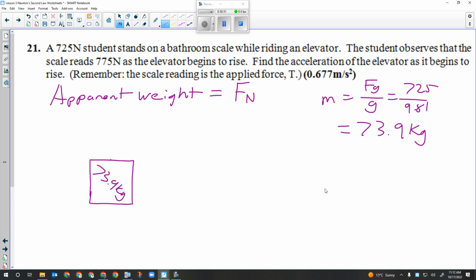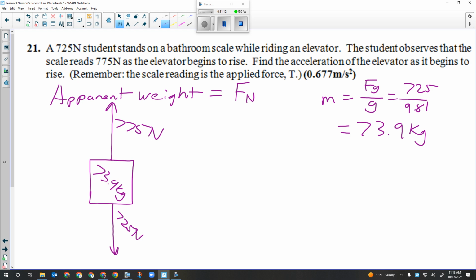How come we didn't use the 775? Because that is what it reads when the elevator accelerates. Okay, so it tells me a 725 newton student, so that's the force of gravity, that's what they weigh. 775 is what the scale reads when the floor pushes on their feet to move them upwards. So it's two different ones, that's how I choose. Okay, so in the situation that's being examined in this question, the upward force is 775 newtons. That's what the scale says the floor is pushing up with. Okay, and then this force is 725 newtons.